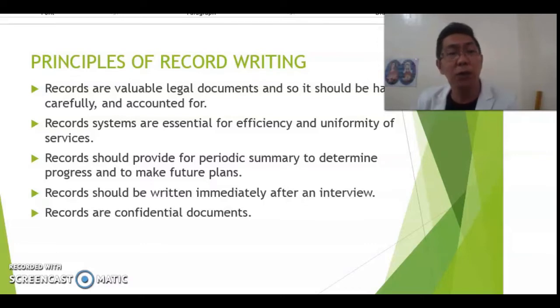Okay, and you should always remember records are confidential documents. Only those who are in touch with or taking care of the patient have the right to see the documents. Others who have no business in taking care of our patients are not allowed to see what's inside the documents or the records of our client.